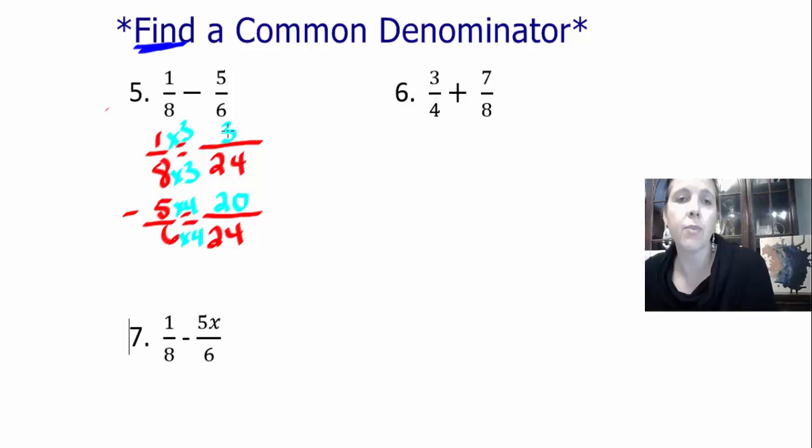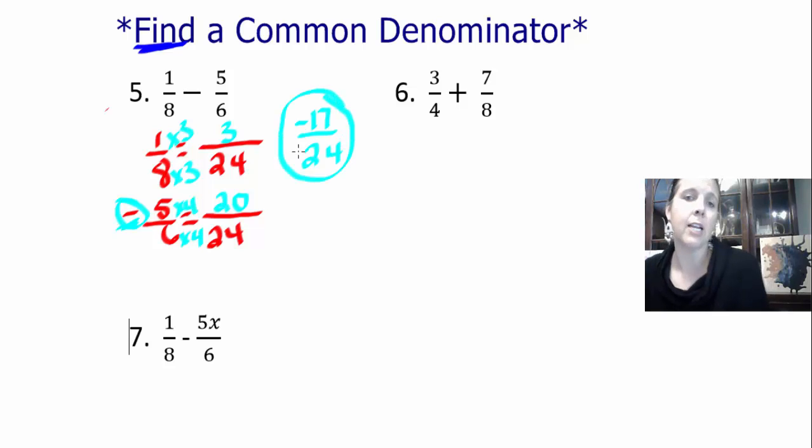So now we have 3 minus, remember this minus sign, 3 minus 20, okay, which is -17, and then you keep your denominator. So don't freak out if you get a negative, that's fine. Your denominator will stay the same as 24. If you'd used 48 here, you would have had to have reduced here. Okay, but 17/24 doesn't reduce, so you just leave it.